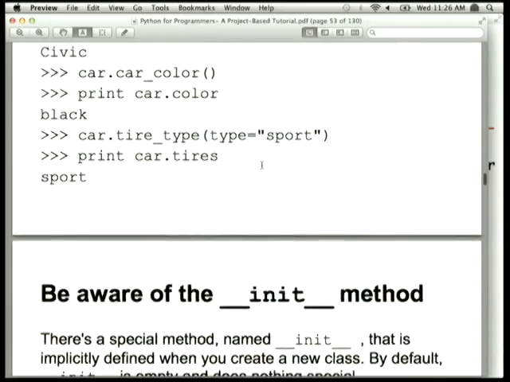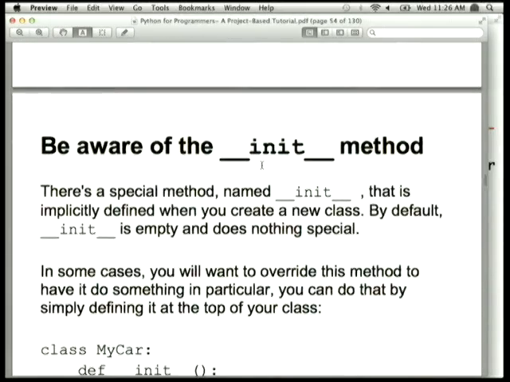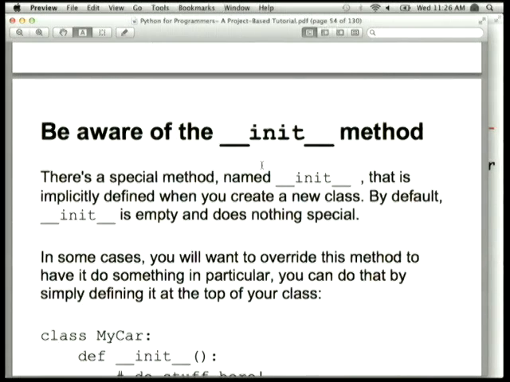which isn't really something we need to worry about for today. So be aware of the init method. There's a special method called init that's implicitly defined when you create a new class in Python, when you instantiate a new object of a particular class. By default, init is empty, right? So in my car class that I showed you, I didn't even put an init method there. I don't need it. Whenever I instantiate a car object, that object will have an init method, but there's nothing in there. It's just very vanilla, right?